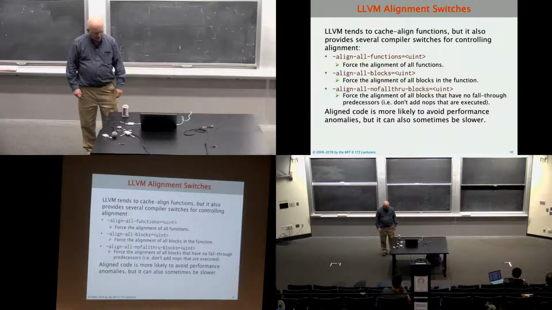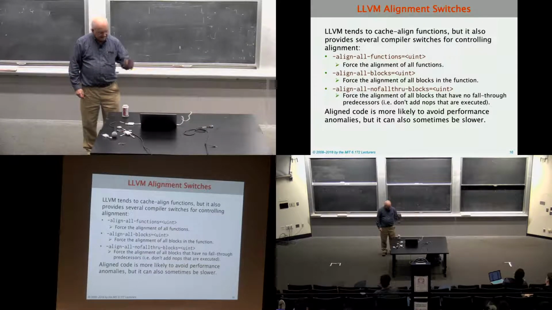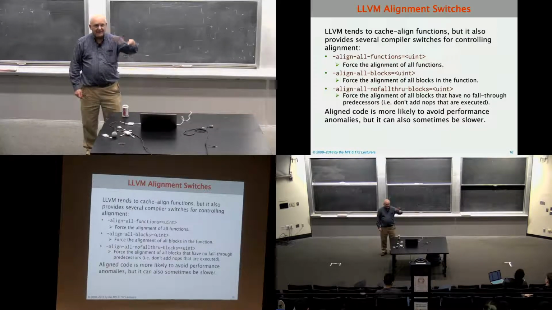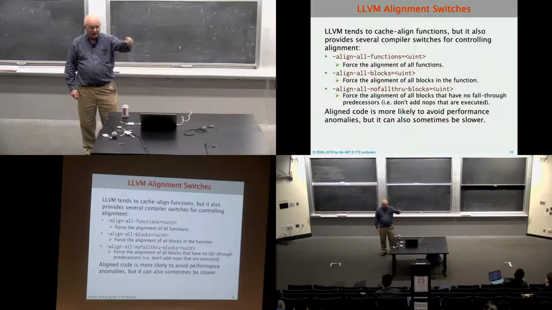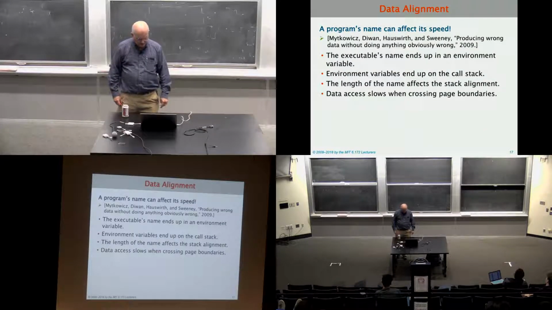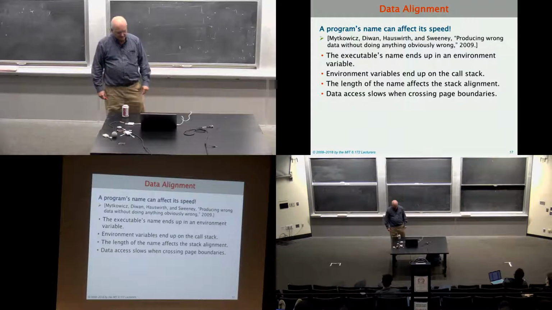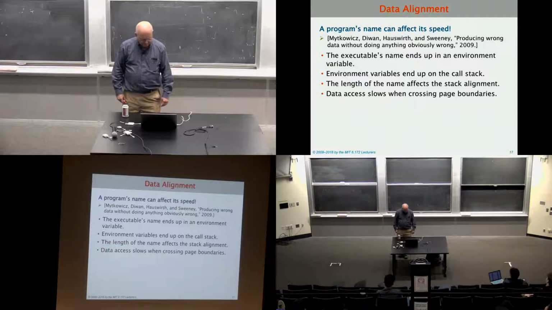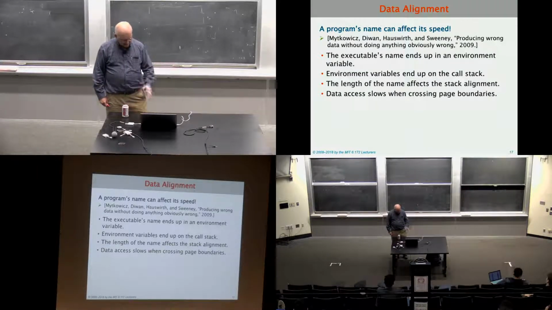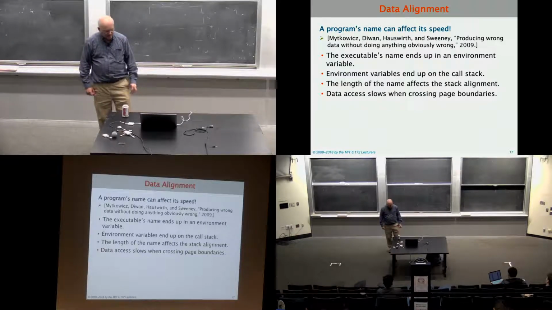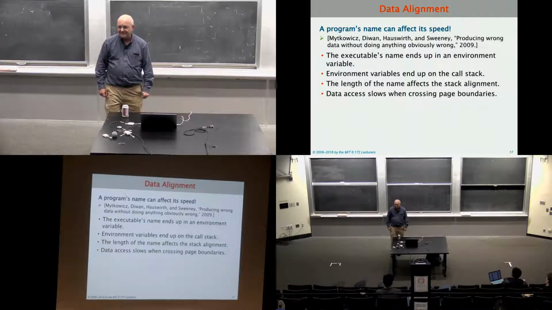Okay? Here's one that I love. So the example that I gave before of the order of linking, we have that as a reading assignment, by the way, on the web, that paper. And here's another result from this paper by Mike Mitkowitz and his colleagues. They have a wonderful paper called Producing Wrong Data Without Doing Anything Obviously Wrong.